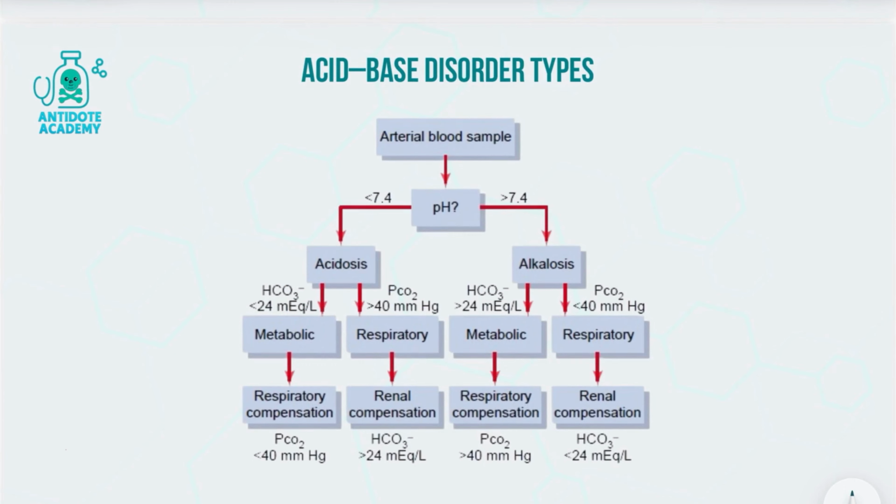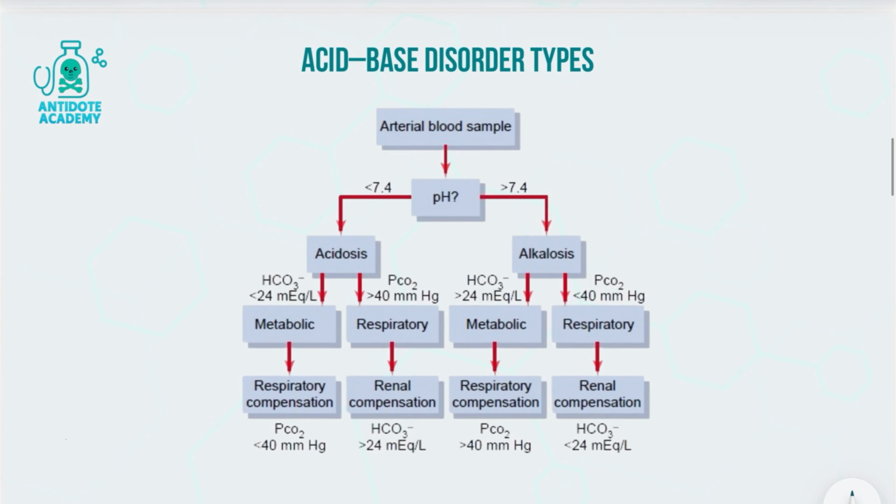Next comes acid-base disorders. Acid-base disorders look very scary, but if we follow a step-by-step method, it's actually very simple to understand. So let's start. Think of this chart as a decision tree. So how do we check that? First, we have to take the arterial blood sample, right?